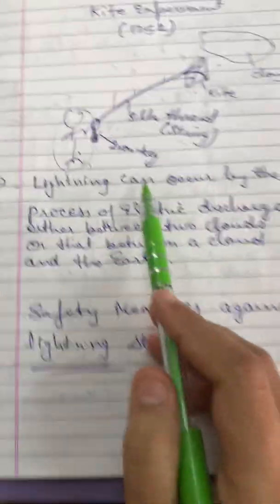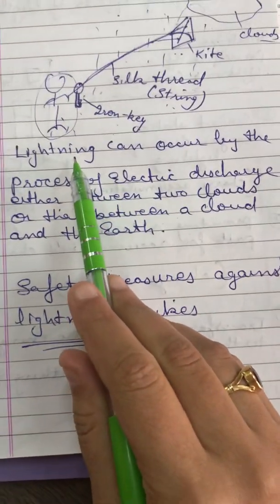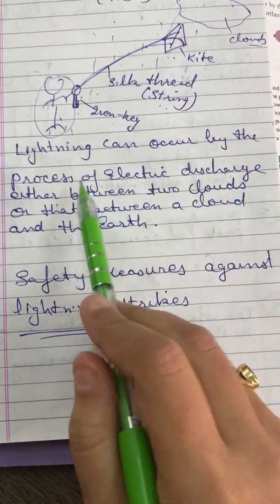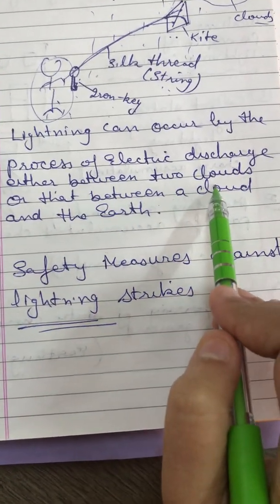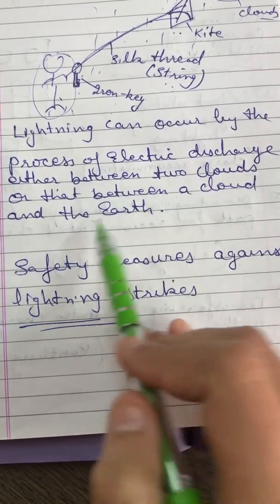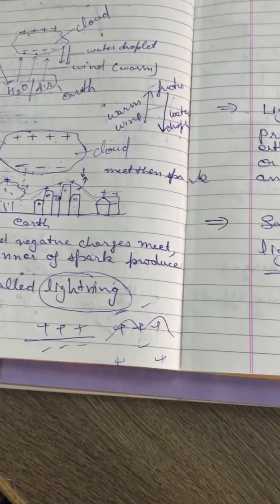of clouds. So he made an observation: lightning can occur by the process of electric discharge either between two clouds or between a cloud and the earth. So this is all about the cause of lightning.